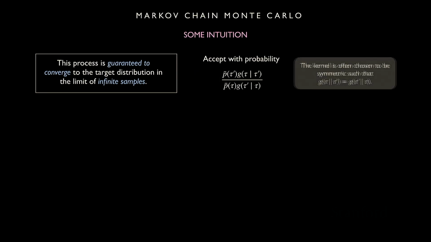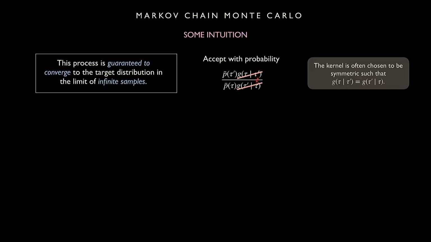One thing I'm first going to say is the kernel is often chosen to be symmetric, meaning that g of tau given tau prime is equal to g of tau prime given tau. And so that means that these two things are equal, so we can just cancel them out. This might seem like a weird, crazy assumption. There's an exercise that allows you to show that the Gaussian kernel I was just showing you is symmetric. So it's not a weird thing. Most of the kernels are symmetric, so we can do this. But this allows us to simplify our acceptance probability. So now our acceptance probability is just the probability density of our new sample under the target density that we're trying to sample from divided by the probability density of our current sample.